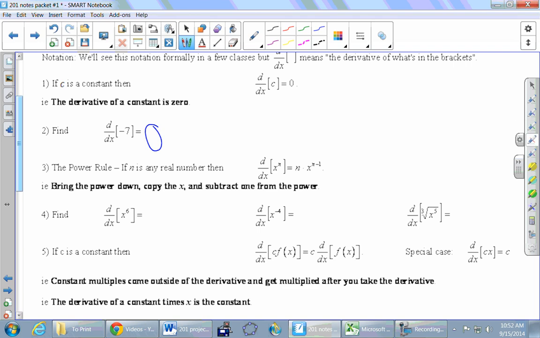So in number 4, it says find the derivative of x to the 6th. So what comes down in the front? 6. What gets copied? X. And then the new power is 1 less than the old power. So what's the new power? 5. 6x to the 5th.